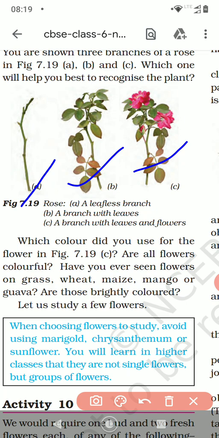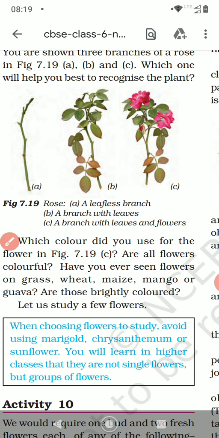So by which one can you say that, okay, this is the name of the plant? By looking at the flowers. Yes. So we will be able to recognize the plant best by looking at the flower. Now of course you can recognize it with the leaves also, but when you see the flower it's very easy for everyone to recognize the plant.